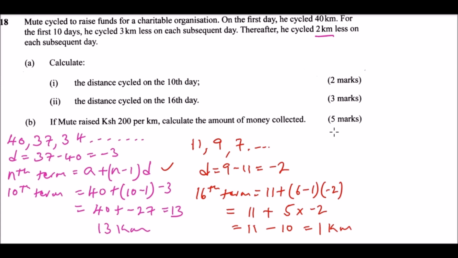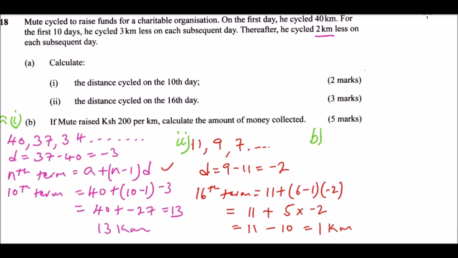Part C, we are told, this is part C, this is B, and that is part A. This is Roman number 2, part A, and this is A, Roman number 1. So part B, we are told he raised 200 Kenyan shillings per kilometer. Calculate the amount of money collected.